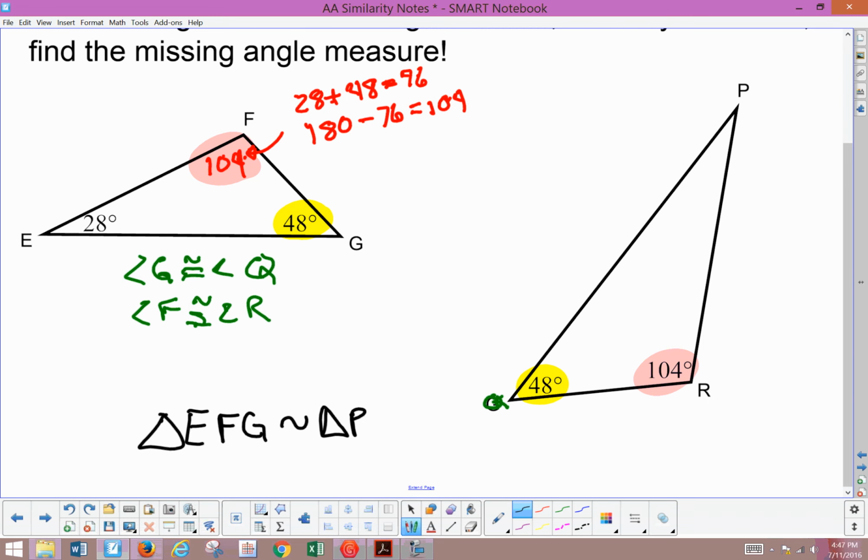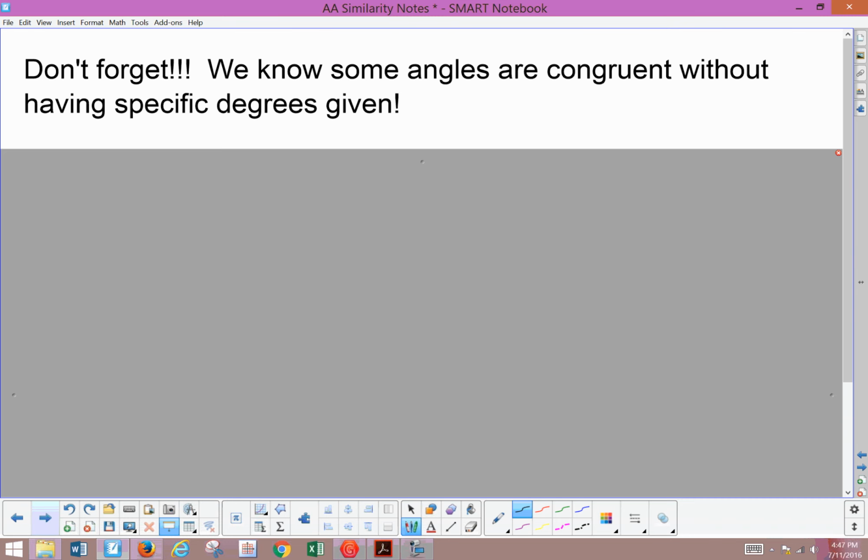F is shaded pink. That matches R on the right. G is shaded yellow. That matches Q from the figure on the right. That is my triangle similarity statement, and my rule that I used was angle, angle, similarity. Good? All right, let's take a look at one more.